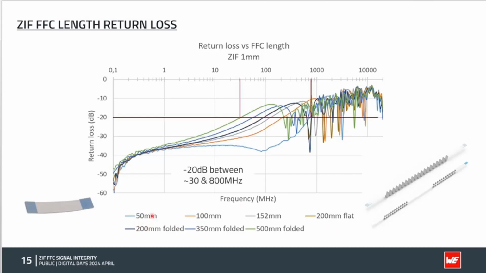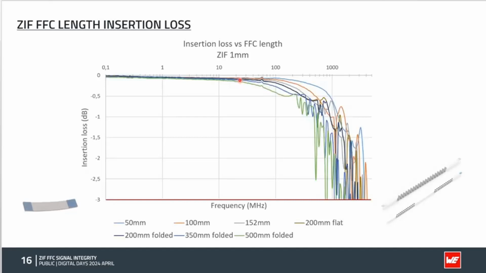At 50 millimeter, you reach minus 20 dB at 800 megahertz, which is really, really high in terms of frequency. But if you increase the length of the FFC, then you will see that at minus 20 dB, for example, for the longest one, 500 millimeter, you have only 30 megahertz. So what you see is that if you want to limit the return loss, then you need to shorten your FFC. Obviously, that's the same for the insertion loss.